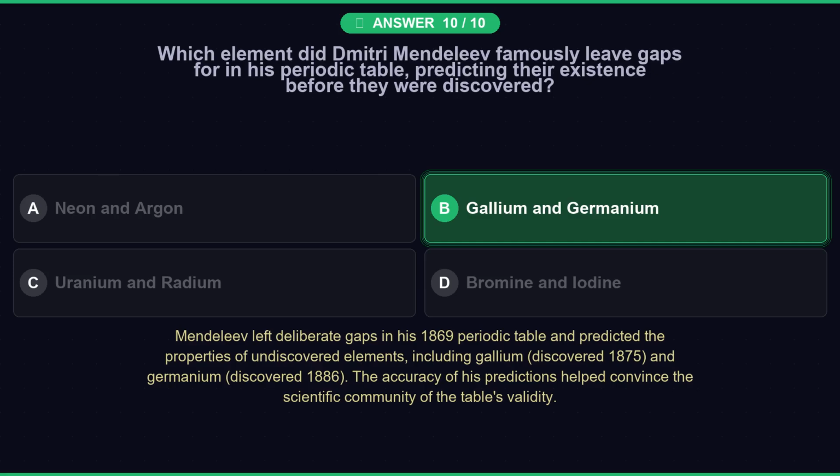The correct answer is B. Gallium and germanium. Mendeleev left deliberate gaps in his 1869 periodic table and predicted the properties of undiscovered elements, including gallium, discovered 1875, and germanium, discovered 1886. The accuracy of his predictions helped convince the scientific community of the table's validity.